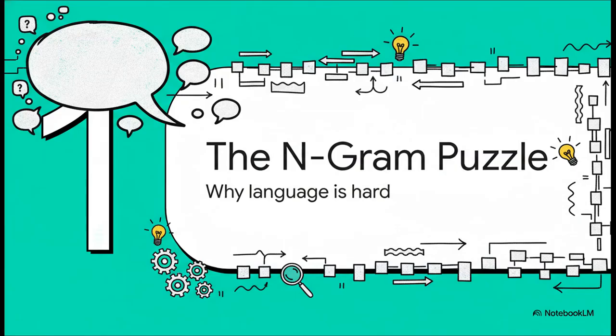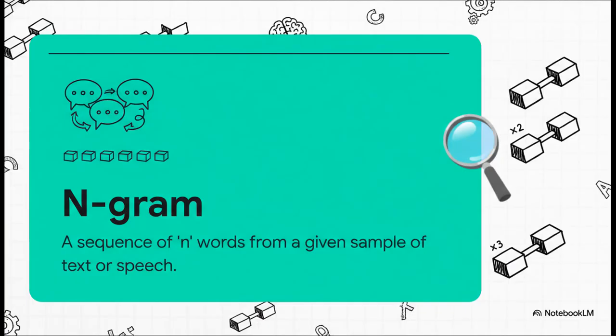Okay, so let's start with a really foundational concept. To really get why modern NLP tools are such a big deal, we've got to see just how messy raw text can be. And we're going to explore this through a pretty simple idea called the n-gram. So what is an n-gram? It's actually a really simple idea. It's just a sequence of n items from a piece of text. In our case, n words.